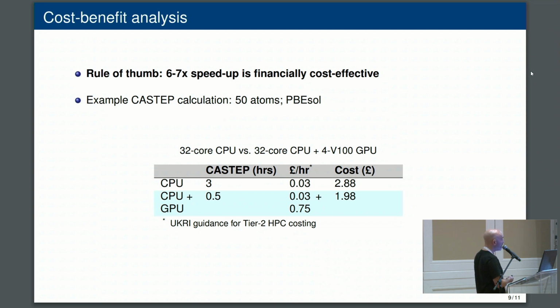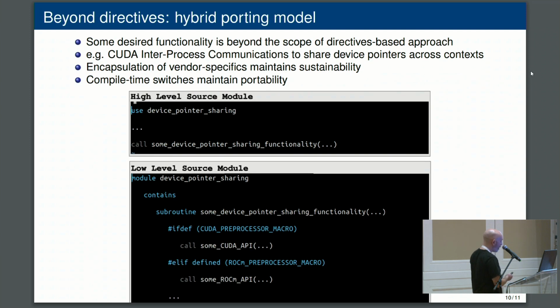Obviously, the more speed up you get, the better it's going to be. Okay, and one of the last things I'll talk about with respect to CASTEP is moving beyond the directives-based approach. We've also started to look at some hybrid porting because some of the functionality that we want is beyond the scope of directives. These are really limited to just loops, data transfers, calling libraries. That's about all you can do, and that's about all they'll ever be able to do. They're not interested in going beyond that. Some of what we're interested in is going beyond that, however.